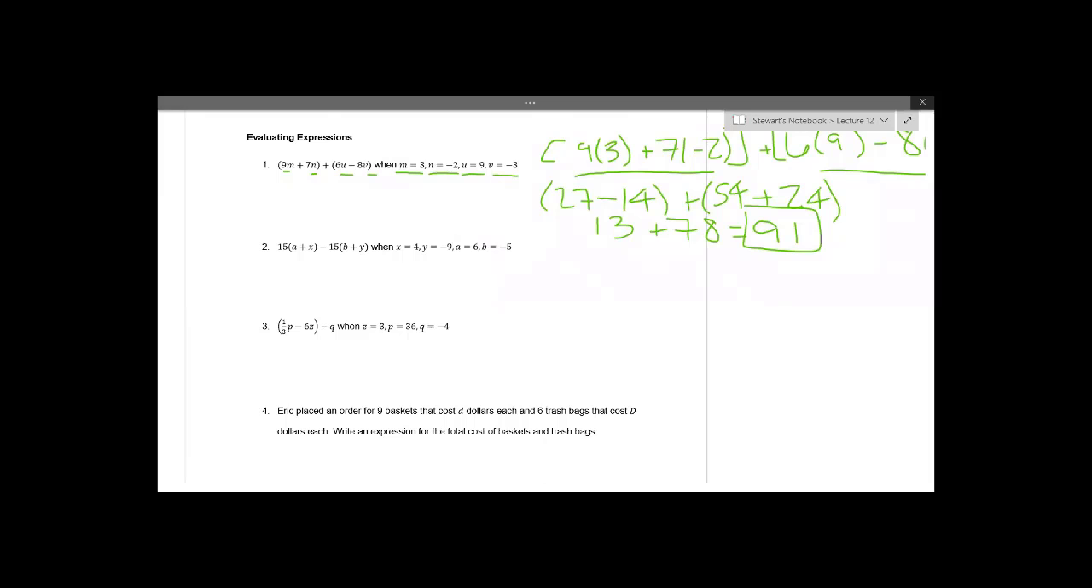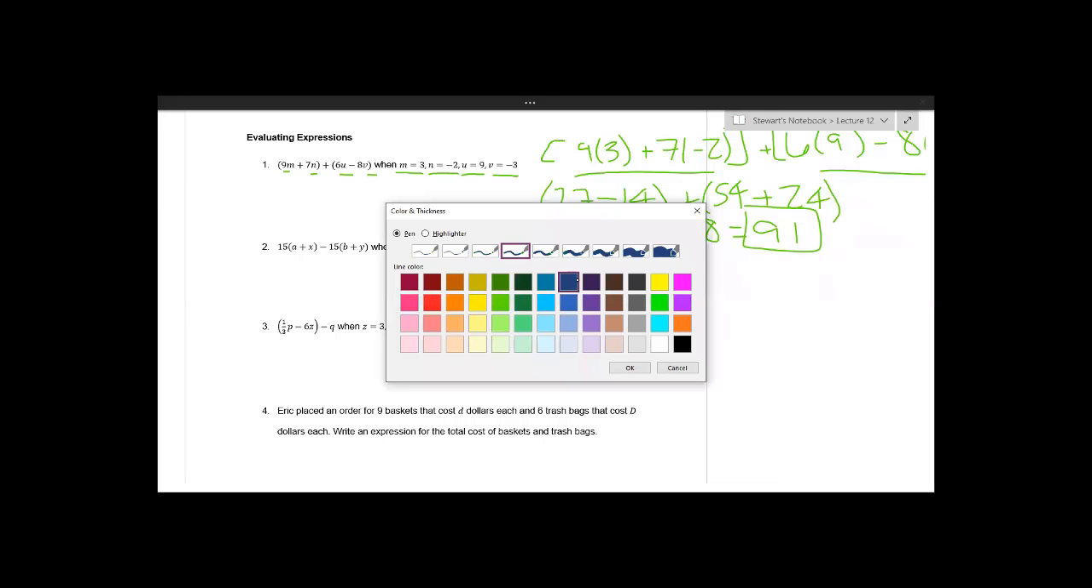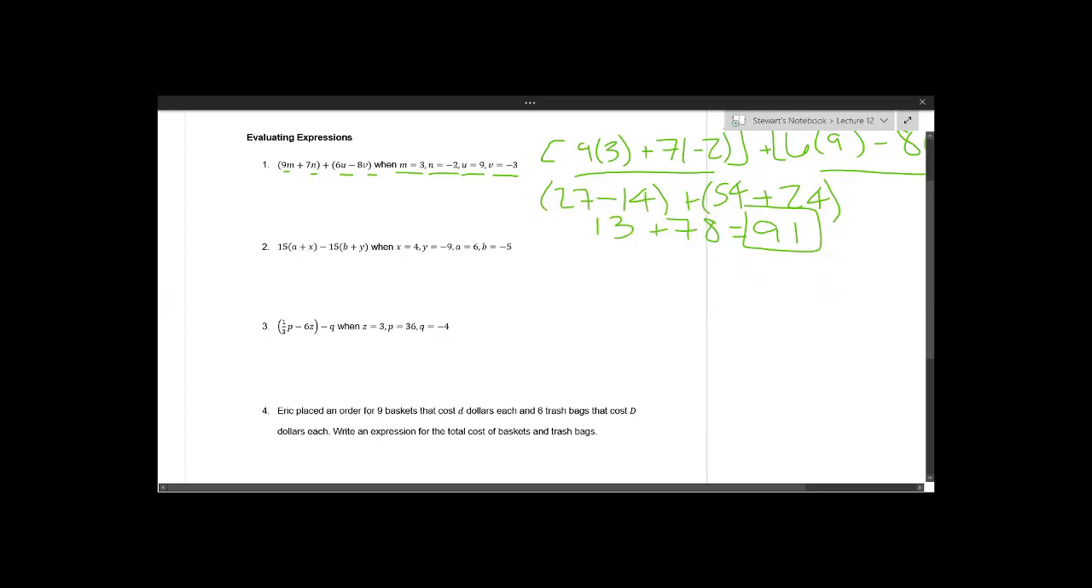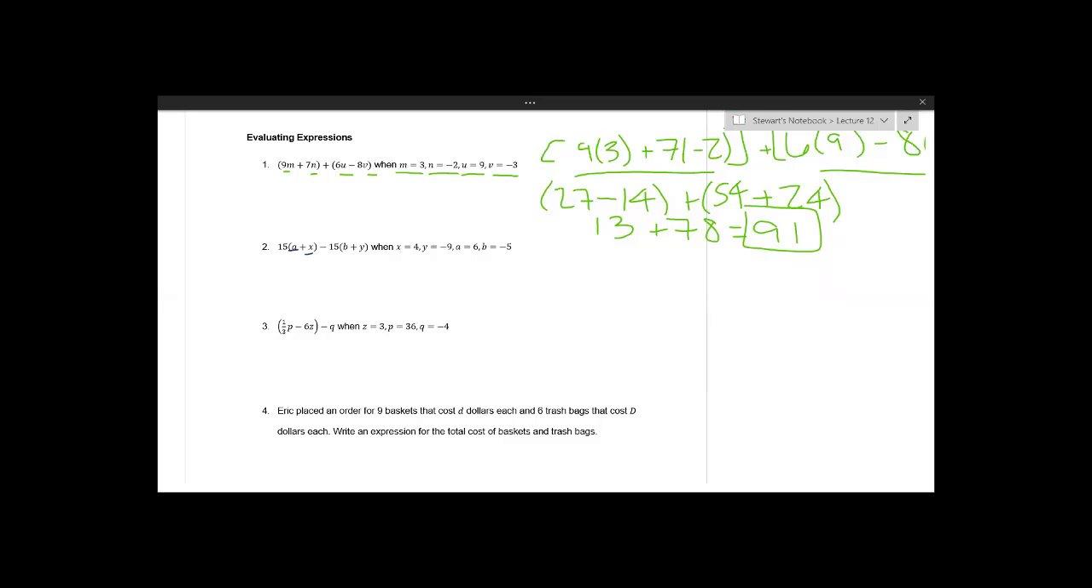All you have to do is plug in all the things and just solve from there using proper order of operations, using the stuff you've learned before, essentially. Okay, so in this one, we have a, x, b, and y, all here. We have 15 and then in parentheses a plus x, so that would be 6 plus 4 minus 15. And then we have b plus y, which is -5 plus -9.